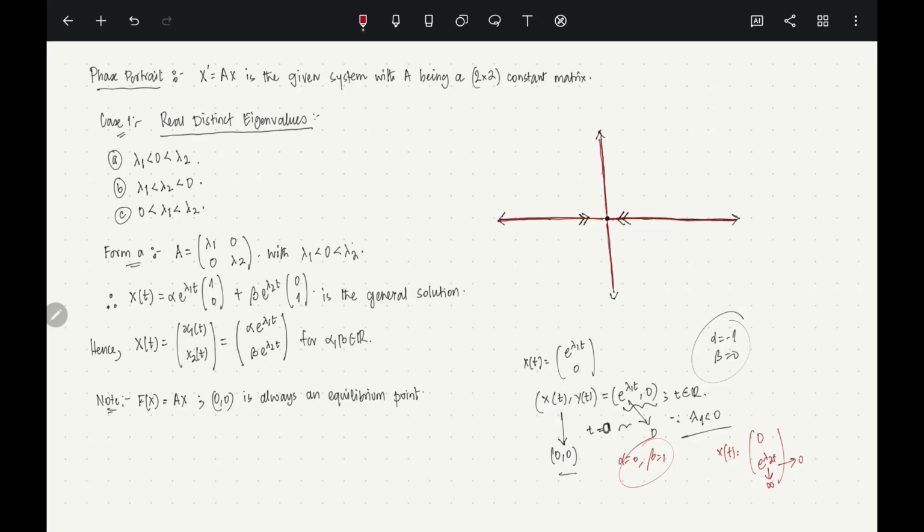You understand? So you see, in this case the trajectories are moving away from the origin, right? So it is starting from very close to the origin as t tends to minus infinity. From minus infinity, it's going away from the origin along the y-axis, right? Because all these points are on the y-axis. You do realize that, right? As t tends to infinity, since lambda 2 is positive, e power lambda 2 t goes to infinity. So basically this is going in this direction. Is it okay? And similarly here also this is going in this direction.